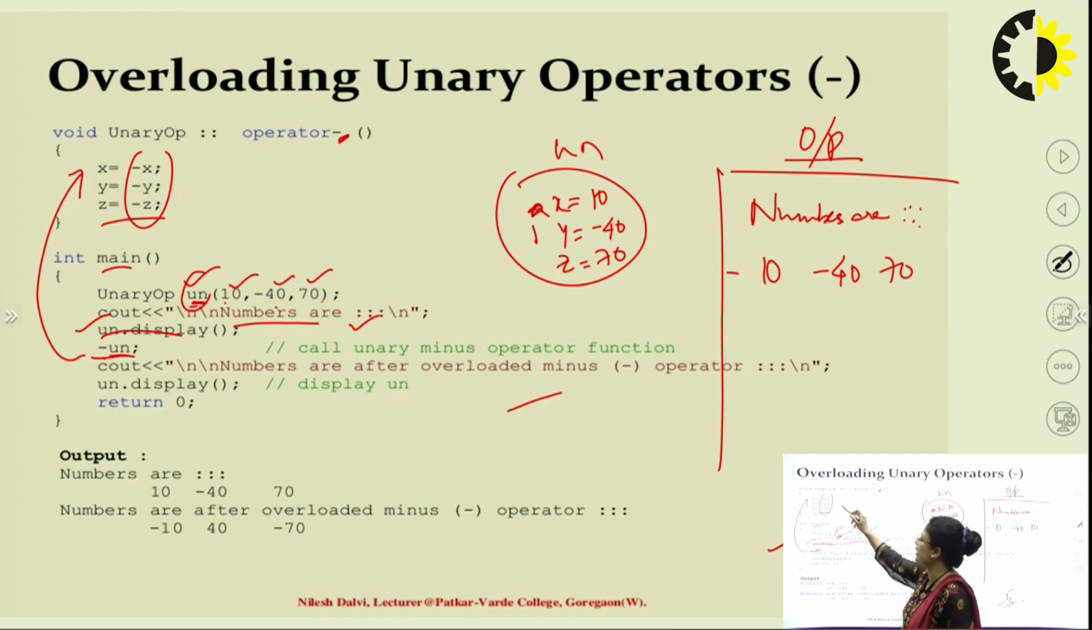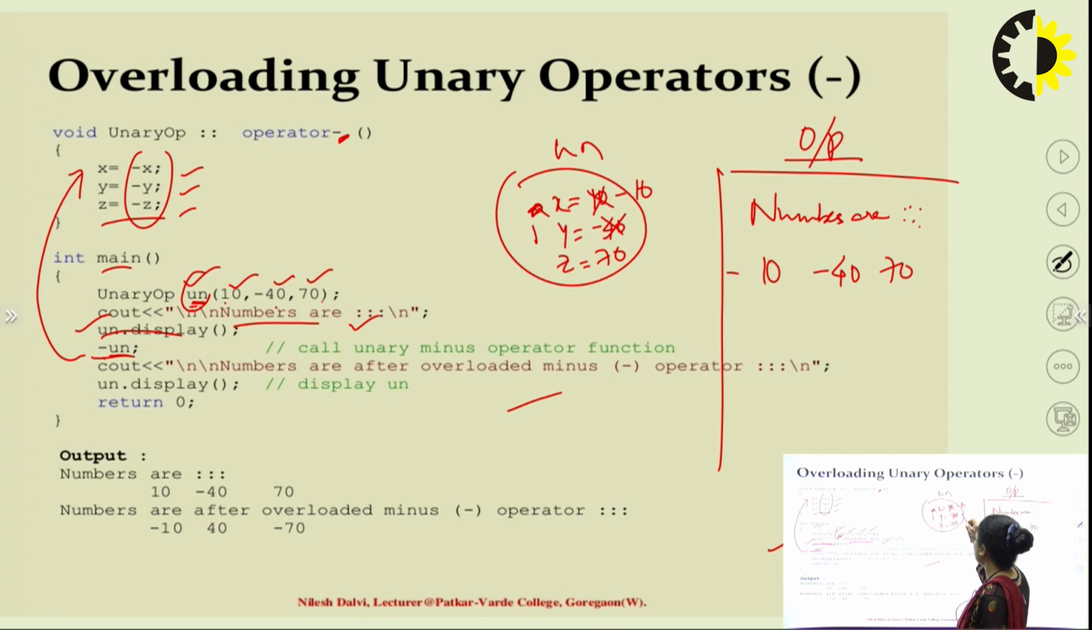And what is the meaning of negation? It basically negates the values of X, Y, and Z. So when you are doing minus un, the original members X, Y, and Z will be negated. Instead of 10, X will become minus 10, instead of minus 40, Y will become 40, and instead of 70, Z will become minus 70.